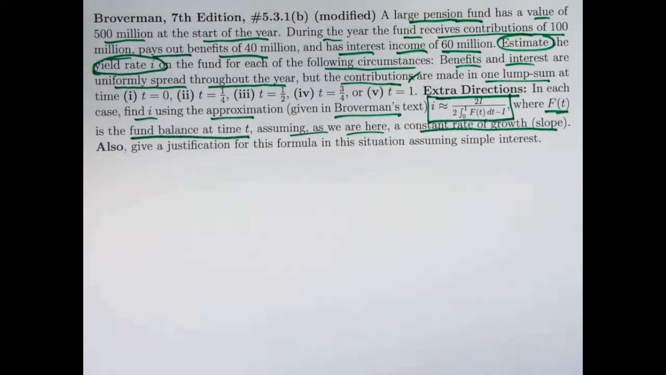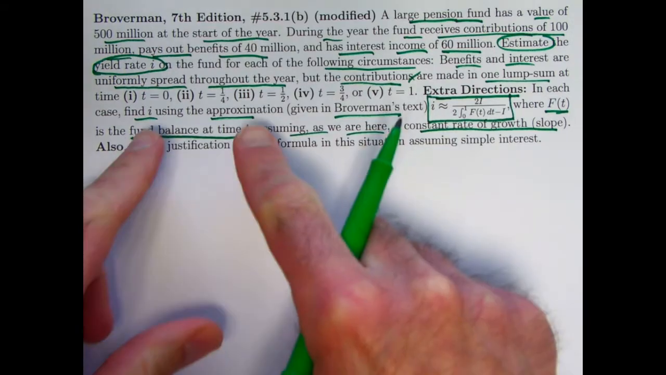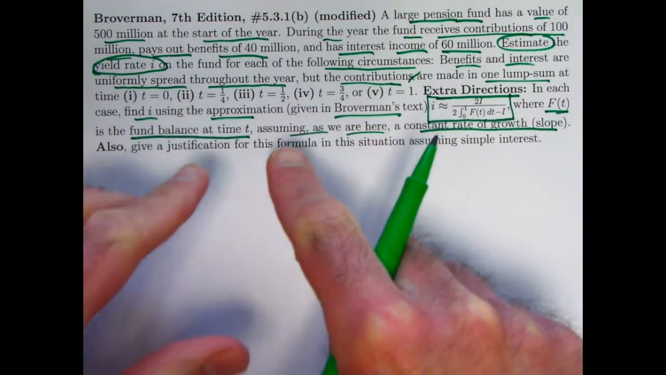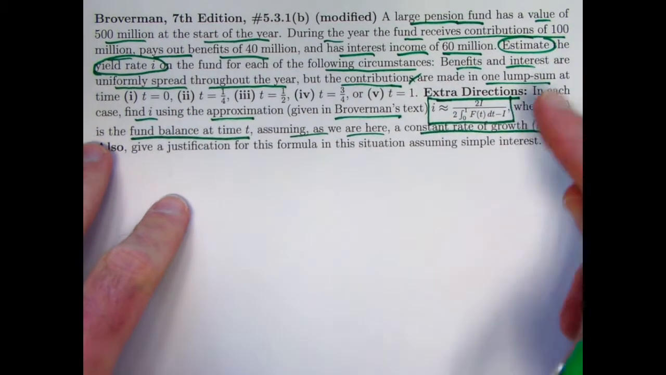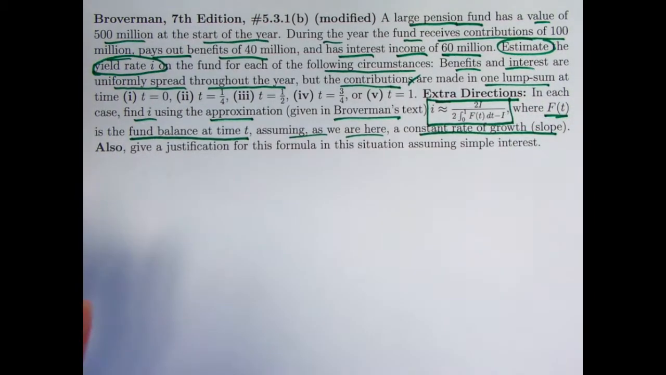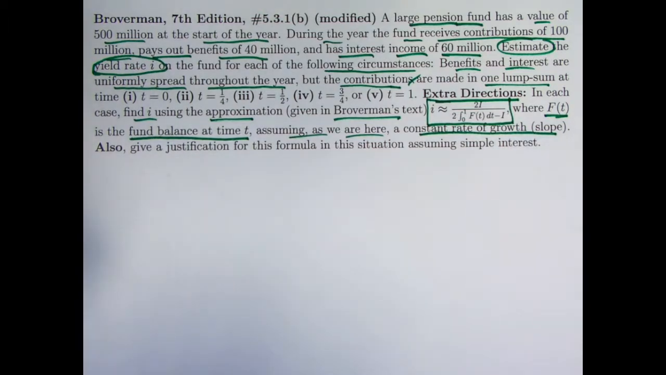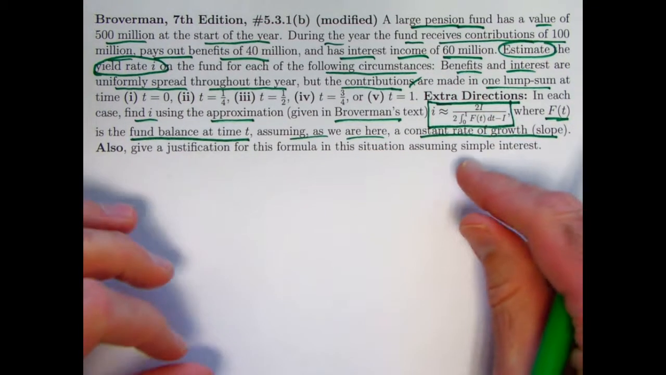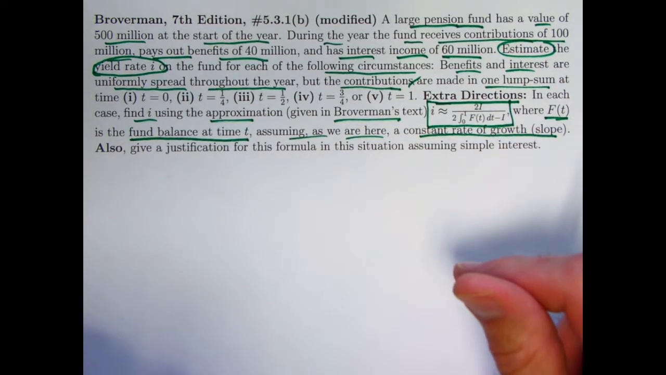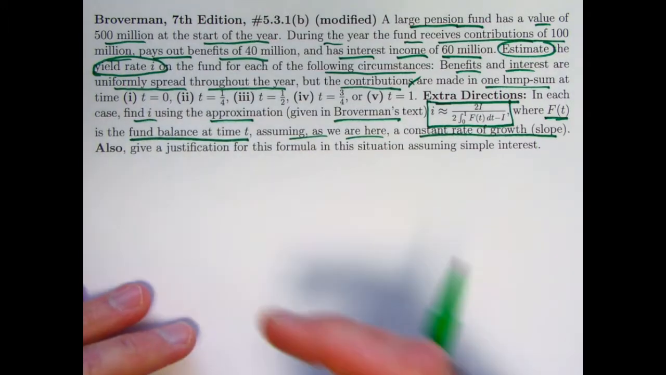However, I should say right at the outset that because we're having these lump sum contributions, that $100 million is going to occur at one spot in time during the year. Capital F of t is actually going to be a piecewise function, piecewise linear, with a constant slope for each piece, but it's not going to be continuous. It's going to be discontinuous. There's going to be a jump discontinuity in it, and that's what makes this formula necessary to be more accurate, you might say. But it is kind of a mysterious formula.